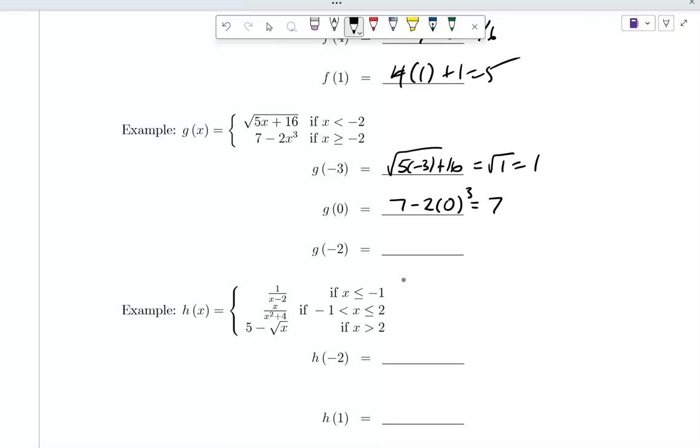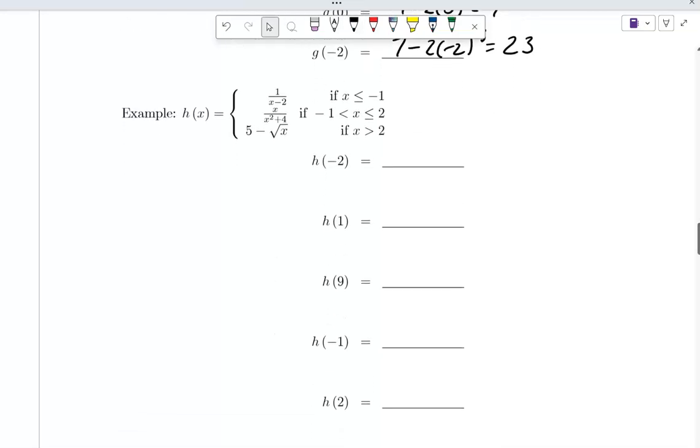Okay. Where does the negative 2 go? In the bottom one, because again, that right there says if x is greater than or equal to negative 2. So it goes in the bottom. And what do we get? 23 when we're done. Because we'll cube the negative 2, gives us negative 8 times negative 2 is positive 16 plus the 7. That one okay? All right.